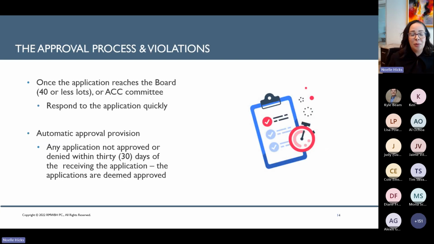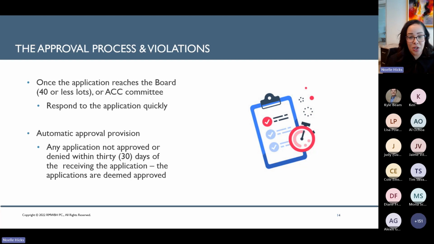All right, so we've talked a little bit about the application, right? The submitting an ACC application for an improvement. So what does the committee do with these applications once they are submitted? Well, once that application reaches an ACC committee, then the committee needs to take the steps that are necessary to respond to the application within any applicable deadlines.